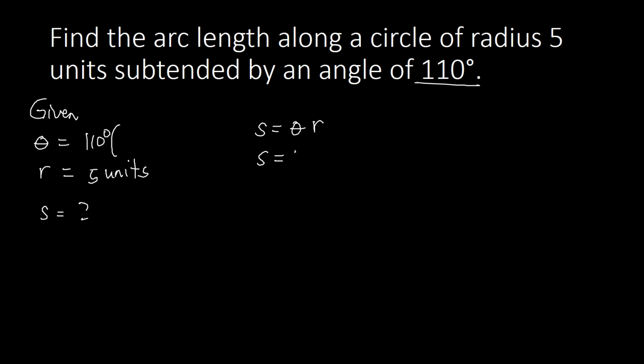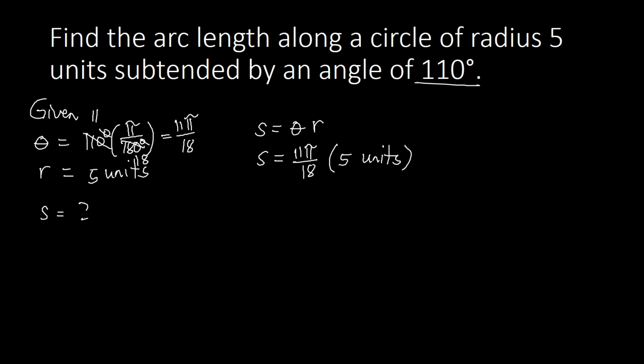So we have 110 degrees. We multiply that with pi over 180 degrees, canceling the unit in there, and canceling also the common factor, which is 10. So 110 divided by 10 is 11, and 180 divided by 10 is 18. So our angle here is 11 pi over 18. So utilizing that, we've got 11 pi over 18, and we multiply that with our radius, which is 5 units.